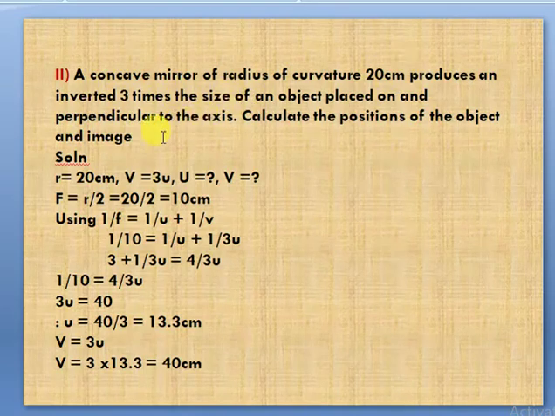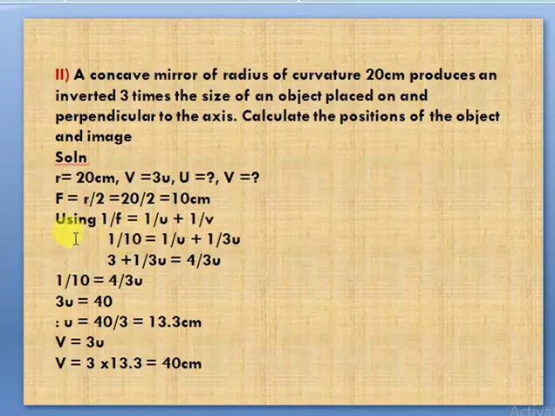So the image is V. So V will be equal to 3U. U is the object, so we have an image that is 3 times the size of the object, meaning the image is magnified. Now the question says we should calculate the position of the object and the image. We are looking for U and V. We are given the radius of curvature to be 20 cm. That means our focal length F will be R over 2 according to our formula. 20 over 2, F will be 10 cm.